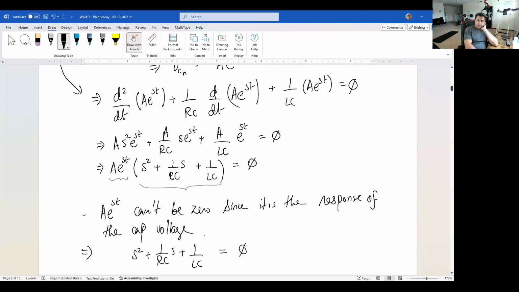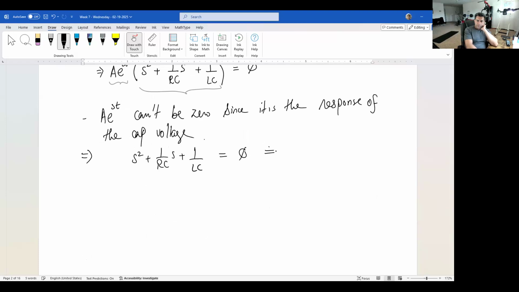This equation is called, anybody remember what do you call this equation from engineering math class? I'm pretty sure you solved the second order differential equation in engineering math class. This is called the characteristic equation.